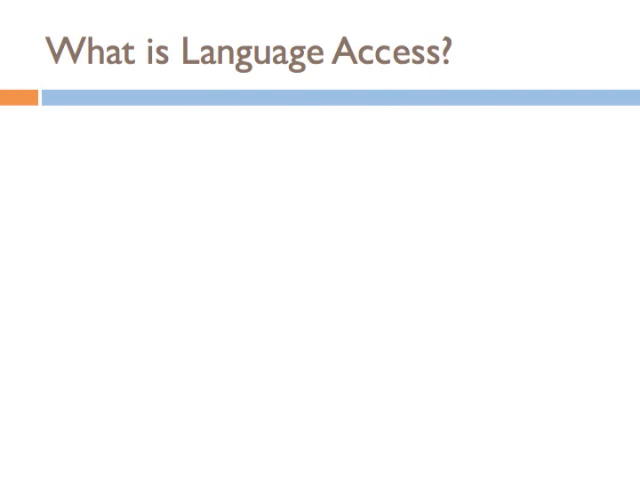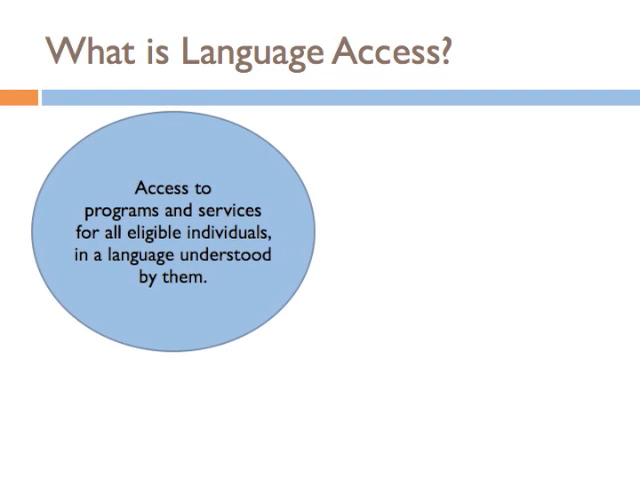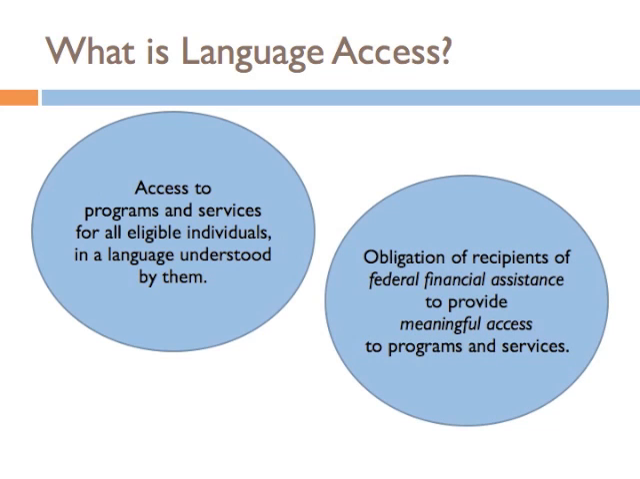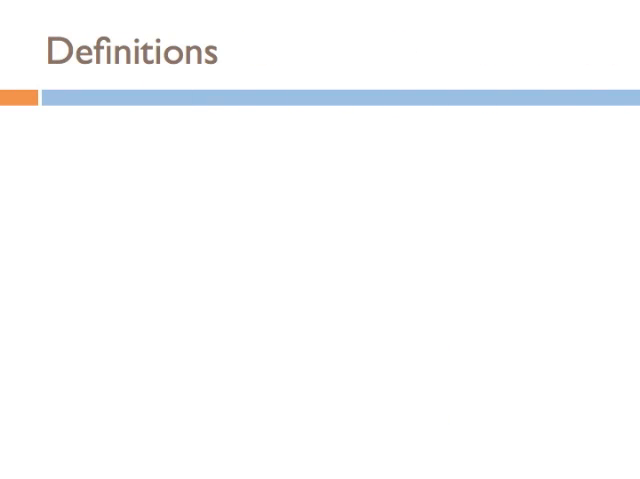What is language access? Language access generally refers to the need to ensure that all individuals can access the services and programs in a language that they understand. This concept is rooted in fundamental principles of fairness and access to justice. Language access, more specifically, is the term used to refer to the obligation of all entities receiving federal financial assistance to ensure that limited English proficient or LEP individuals have meaningful access to the programs and services provided by the recipient, or conversely, the rights of an LEP person to meaningful access to programs and services provided by recipients of federal financial assistance.